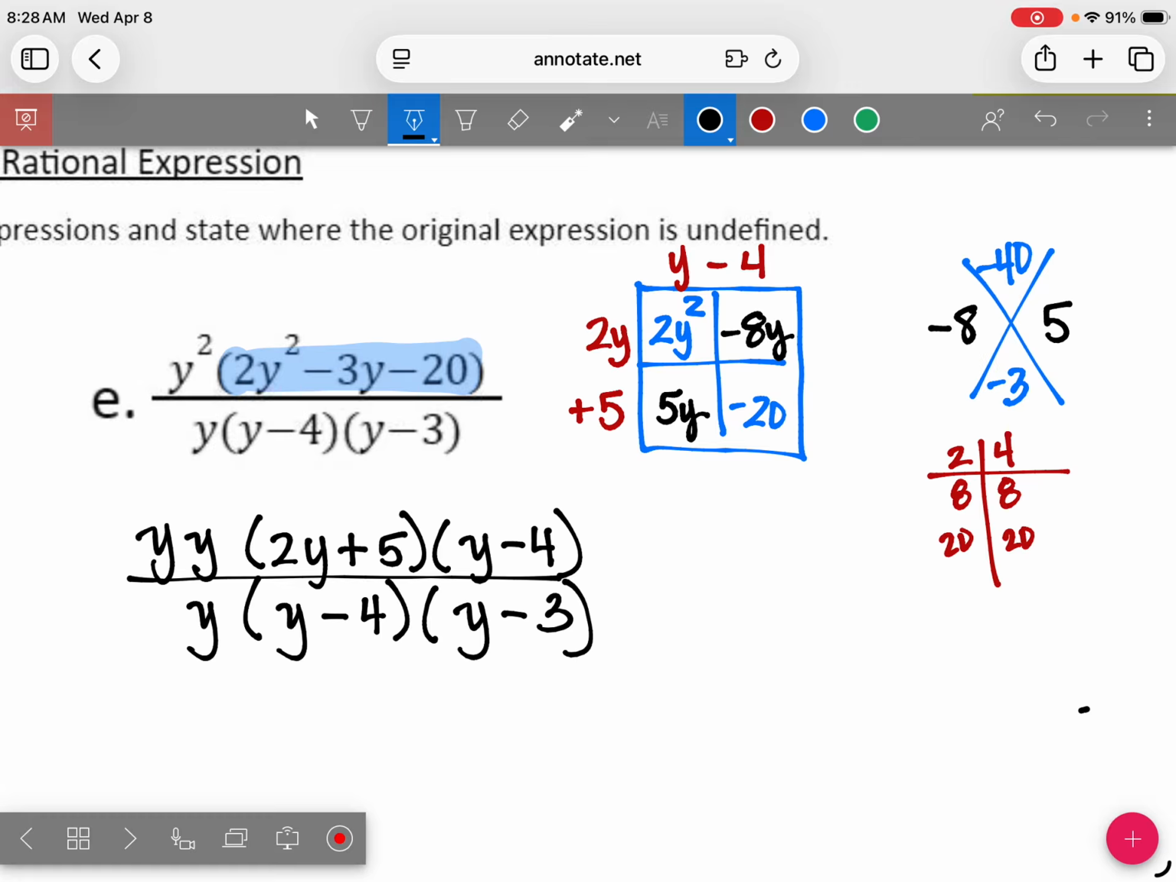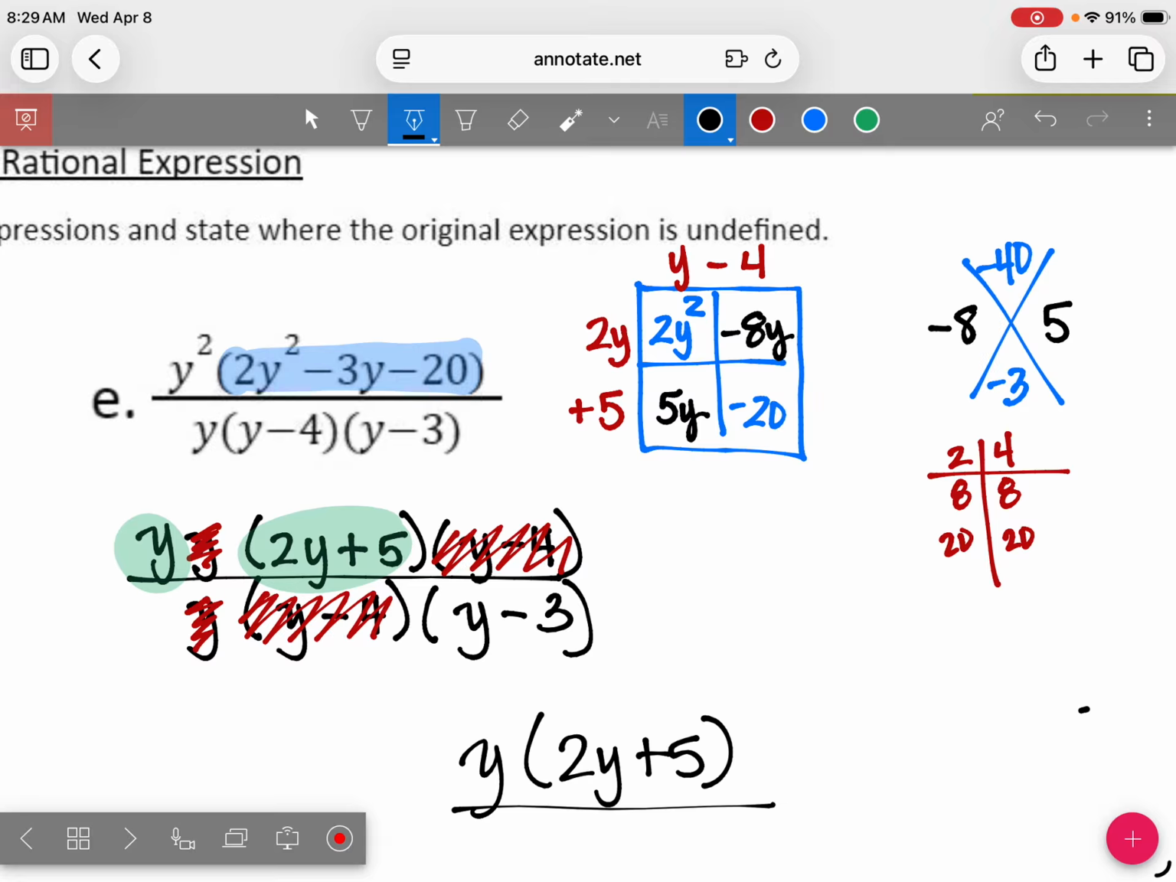Okay, so one thing I can cancel out is 1y, and I could also take away y minus 4. So what that's going to leave me is a 2. No, sorry, not a 2. Where did I get 2 from? It's a y and a 2y plus 5. So that's my numerator: y, 2y plus 5. And in my denominator, I just have a y minus 3.